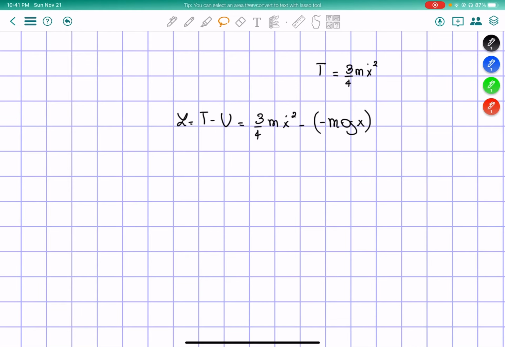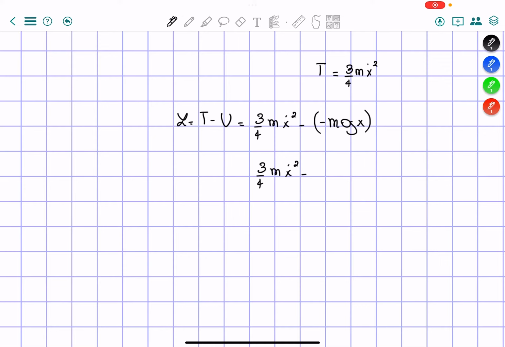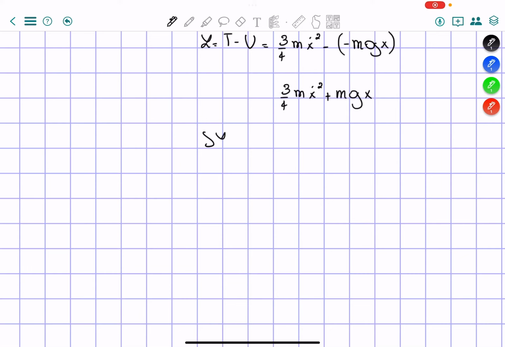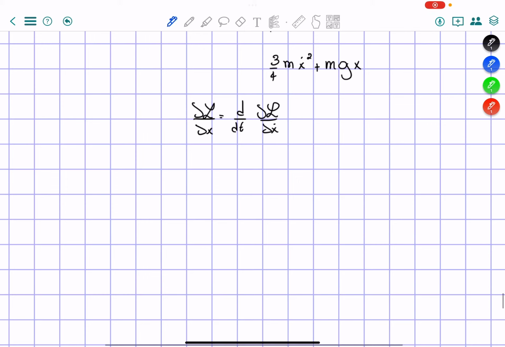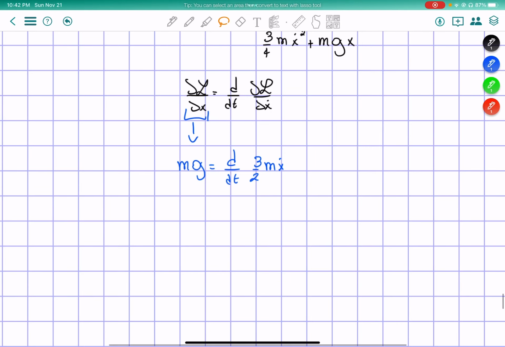Okay, so let's solve the part here. It is equal to mgx plus mgx. Okay, so now the derivative of the Lagrangian in terms of x equals d over dt of the derivative of the Lagrangian in terms of x dot. So the first part will yield mg, and the second part will be d over dt of 3/2 mx dot.